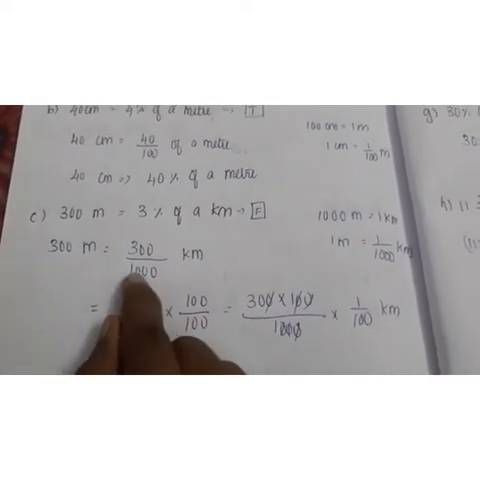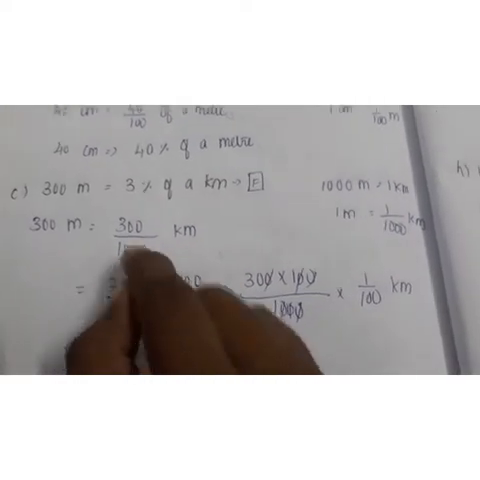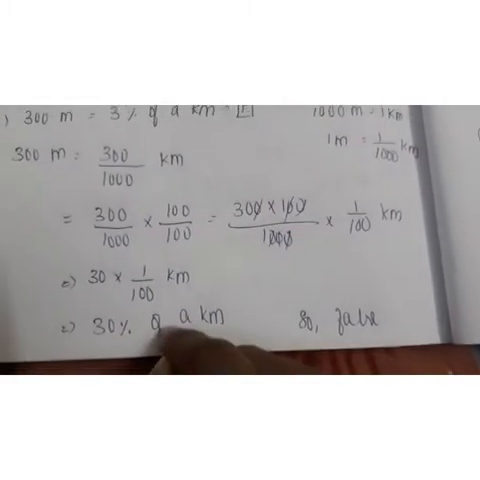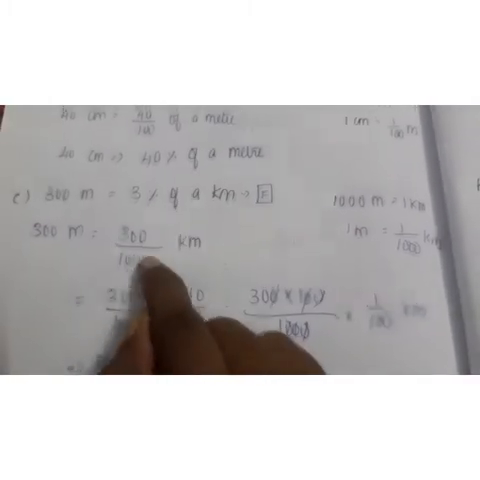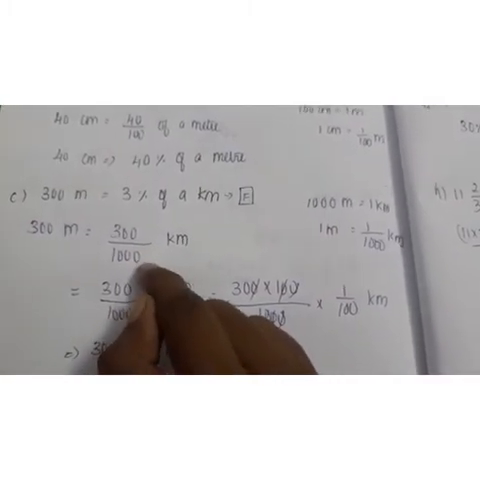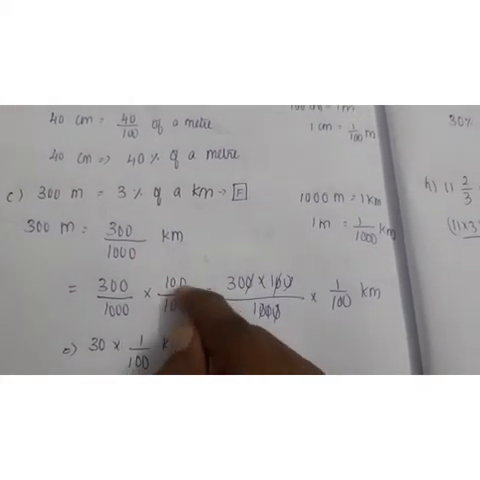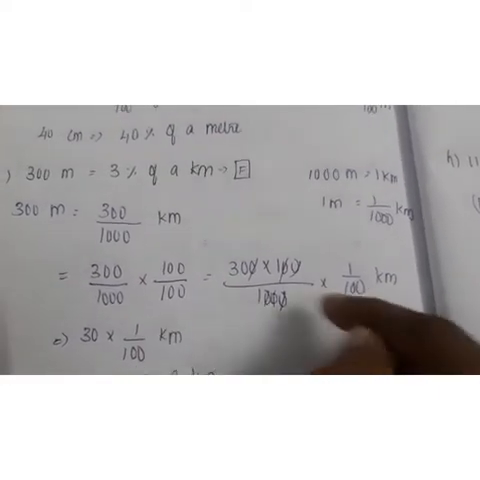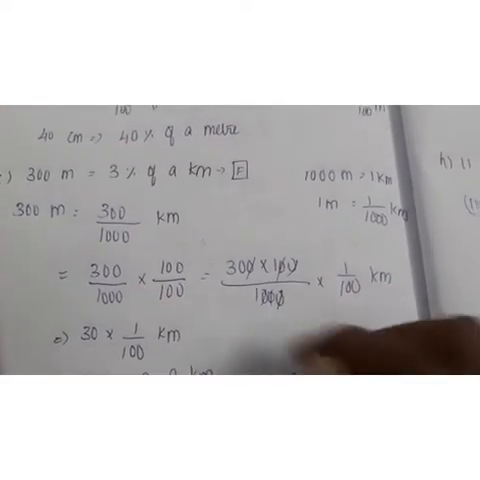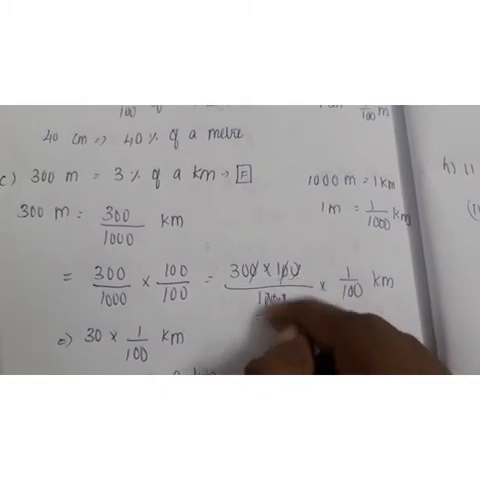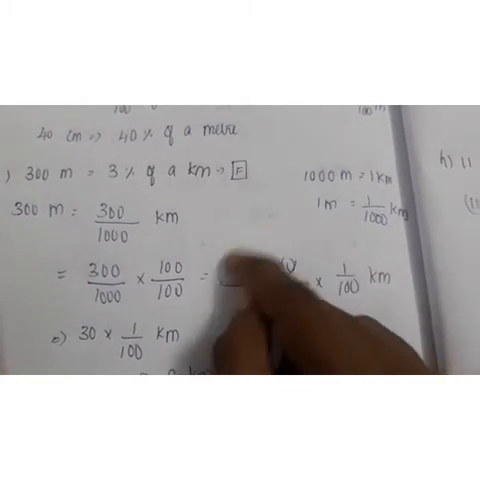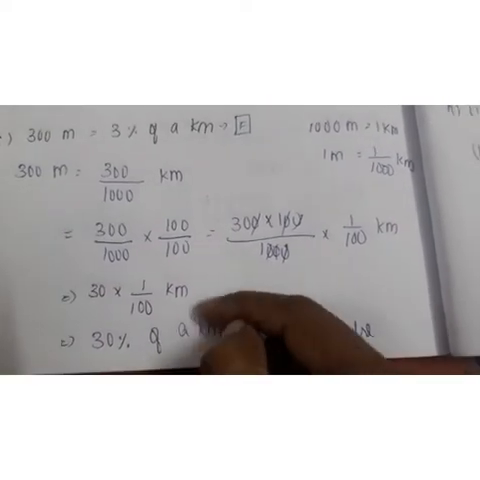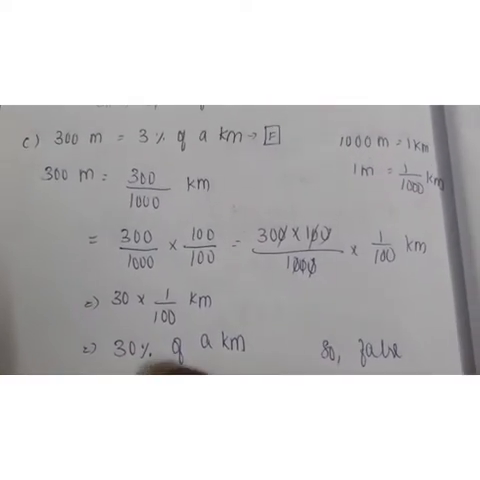Actually, we need the denominator 100. For that, you can cancel this 0 and write it as 30 percentage. Otherwise, as usual, when the denominator is not 100, you multiply both the numerator and denominator by 100, then keep 1 by 100 separately, then cancel and simplify all three numbers. So you will get 30 multiplied by 1 by 100 kilometer, that is 30 percentage of a kilometer.